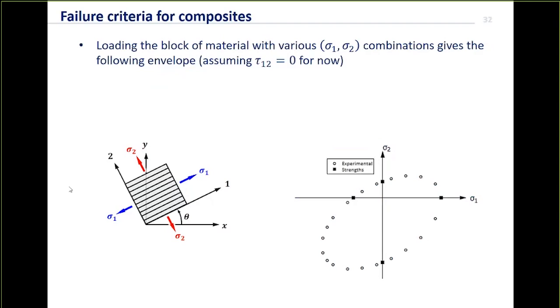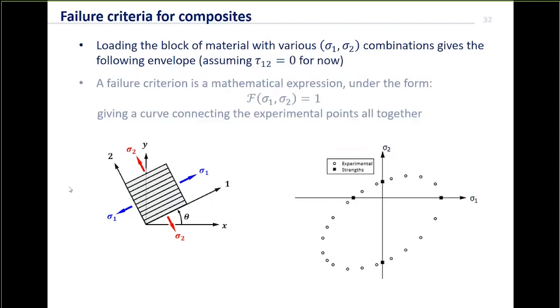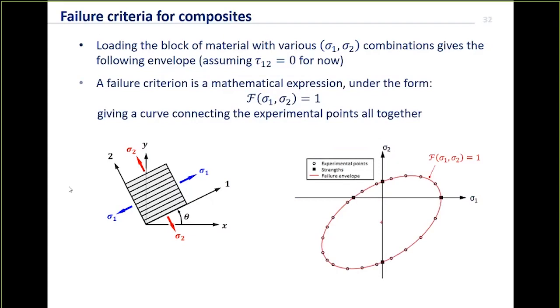In this case, it looks roughly elliptical, and we can define some kind of mathematical function which gives a reasonable fit to that envelope, and that mathematical function, as defined here, a function of the two stresses being equal to 1, that is what we call a failure criterion. So a failure criterion is simply a function, f of sigma 1 and sigma 2 equals 1. It gives a reasonable fit through the experimental failure envelope.